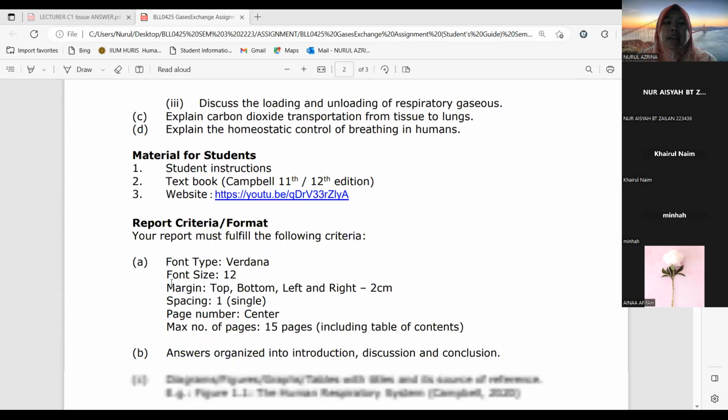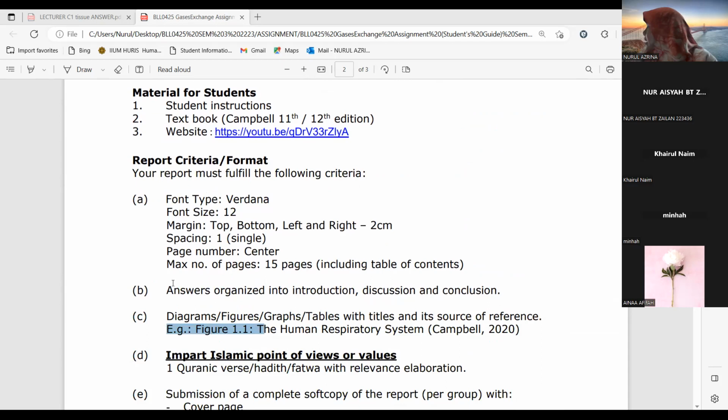And then in terms of formatting, you have to use font Verdana, size 12, and 2 centimeter margin, top, left, and bottom, with single spacing, and the page number must be center. Maximum number of pages is 15, including the table of content. And then the answer must be organized into introduction, discussion, and conclusion.